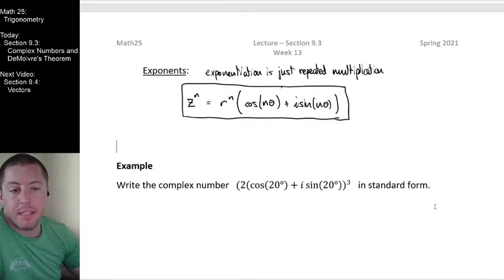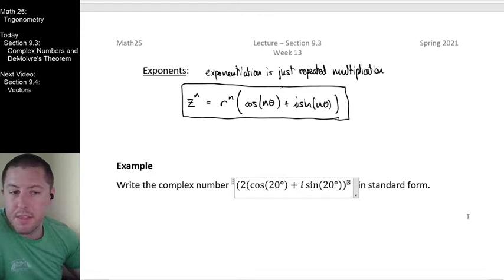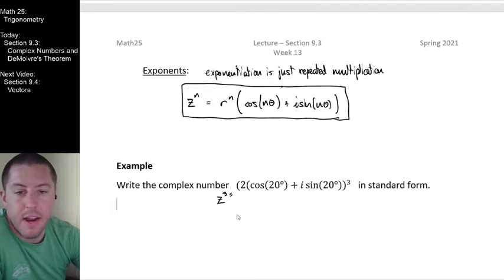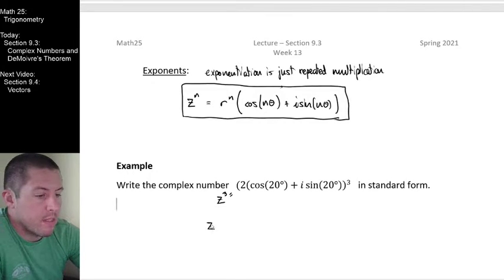Let's write this complex number in standard form. And notice, very importantly, the complex number that I'm referring to has a cube on it right there. So what I'm thinking to myself is that this is what I'm going to call z cubed, is that thing right there. So that says to me that what z really is, z is just the 2 times cosine 20 plus i sine 20.